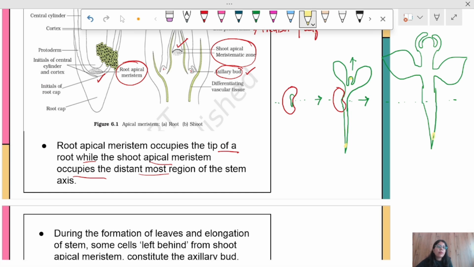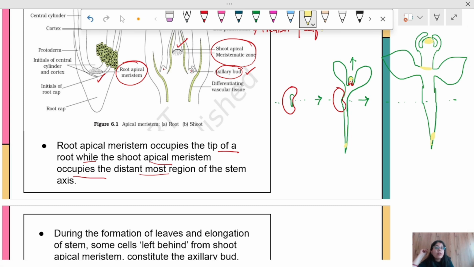This is our meristematic zone. What has happened here? These meristematic cells were keeping on adding permanent cells, primary permanent cells, to the downside. And when they were going up, some of the meristematic cells were left behind here itself, right?